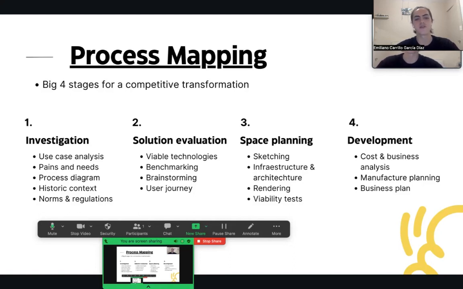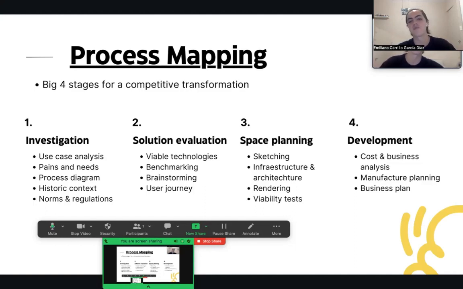Then we have the solution evaluation, where we analyze different technologies and evaluate which of them are capable of being implemented on our workstation. We do some benchmarking with other industries to see how other workspaces have evolved with these new Industry 4.0 technologies. We do the brainstorming process where we analyze different variants of the workstation and different technologies, different implementations and such, and we map the user journey.